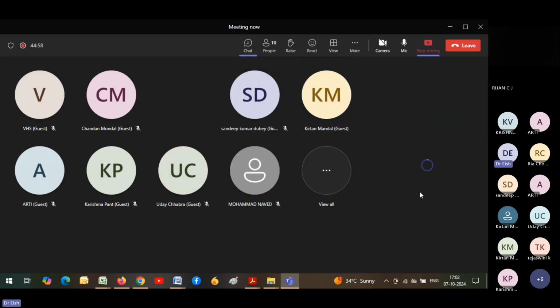I think it is not working. Chat box, I'm having a problem, it is not visible to me. And, I don't know what happened.